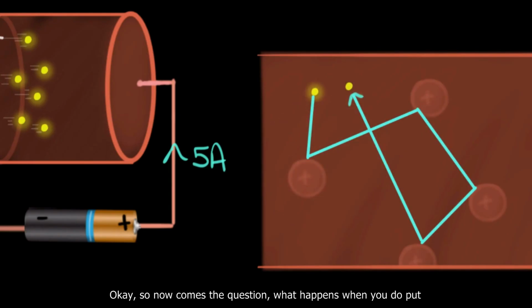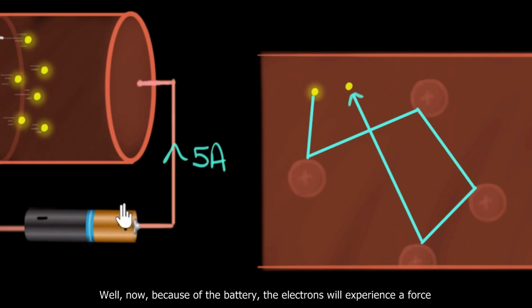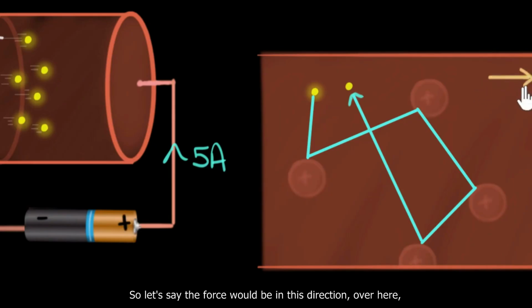Okay, so now comes the question, what happens when you do put a battery? Well, now, because of the battery, the electrons will experience a force, and they will accelerate. So let's say the force would be in this direction over here because they're being attracted by the positive charge of the battery. You can also think in terms of electric field, but as of now, it's not necessary. So it'll experience a force in this way.